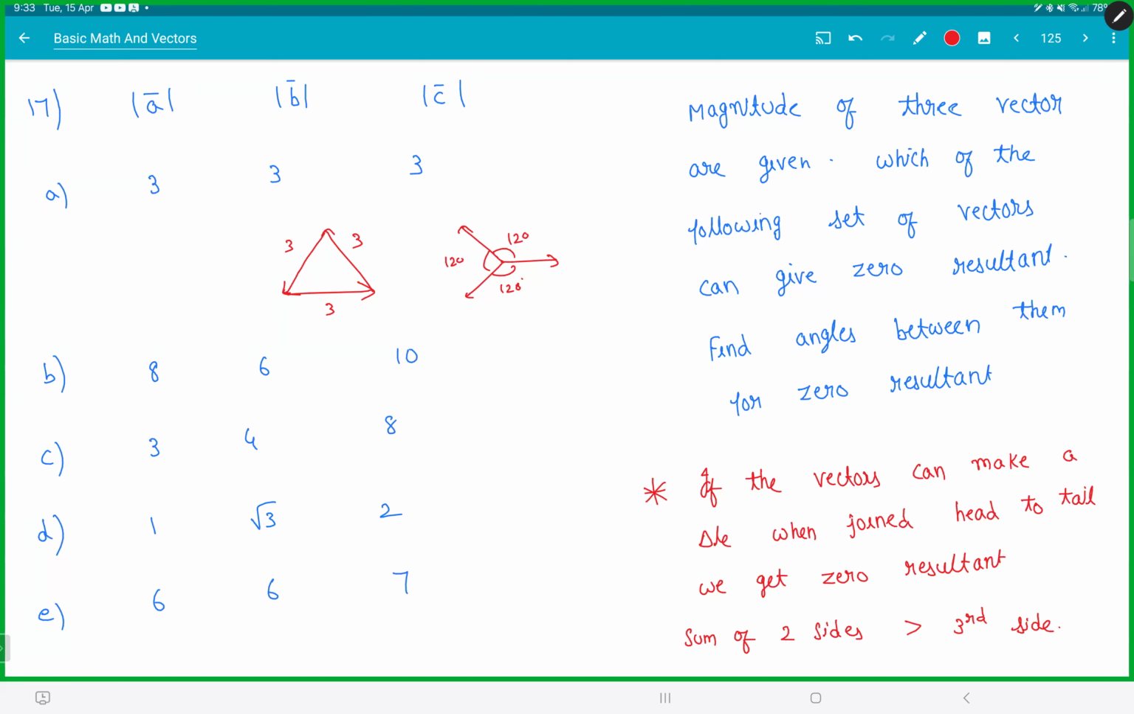So you can look and tell someone is not working here. Who is that? See, 3 plus 4 is not greater than 8. It can't form a triangle. So C is not possible. You can't get a zero vector there.